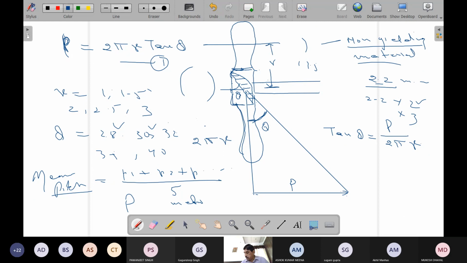This is how we will do it, and if a numerical comes like this, we can do it very quickly and get full marks, because you can use your calculator, so no problem.